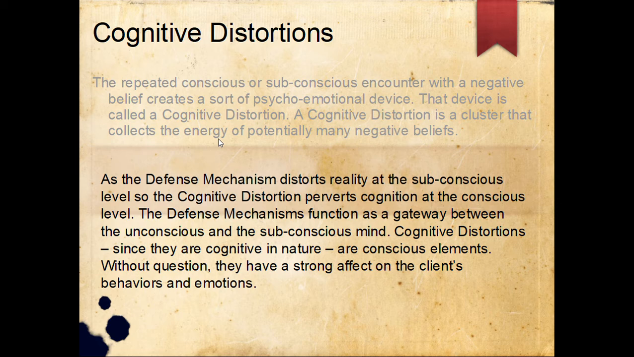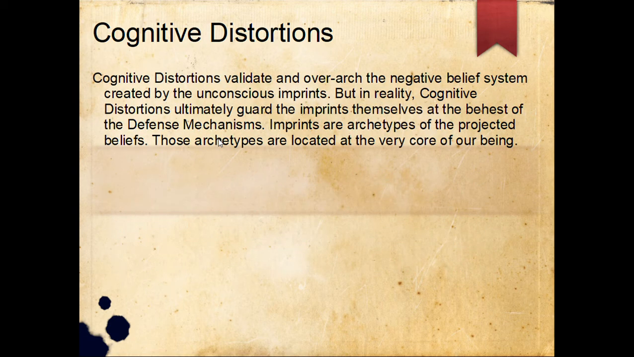The defense mechanism function is a gateway between the unconscious and the subconscious mind. Cognitive distortions, since they're cognitive in nature, are conscious elements without question. They have a strong effect on a client's behaviors and emotions. Cognitive distortions validate and overarch the negative belief system created by the unconscious imprints. But in reality, cognitive distortions ultimately guard the imprints themselves at the behest of the defense mechanism. Imprints are archetypes of the projected beliefs. Those archetypes are located at the very core of our being.